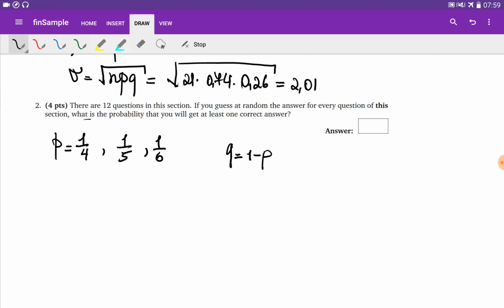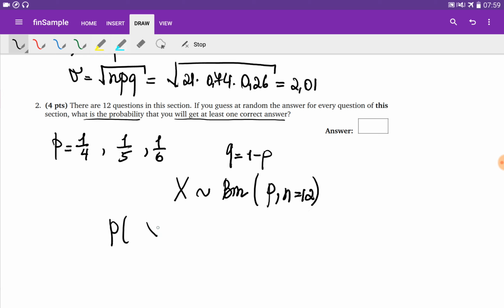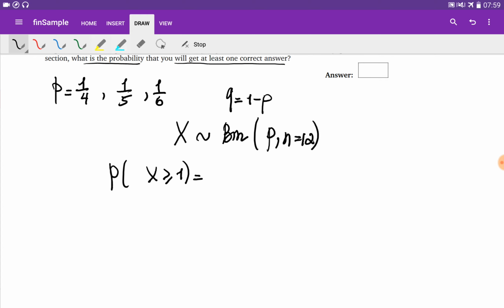So we need to find the probability that we will get at least one correct answer. So let's say x is the number of correct answers for these 12 questions. In this case, it is going to have the binomial distribution, with p the probability of success for every trial, and n is equal to 12. So we need to find the probability that x is more or equal to 1, which can be found as 1 minus the probability of x is less than 1, which is equal to 1 minus the probability of x equal to 0.